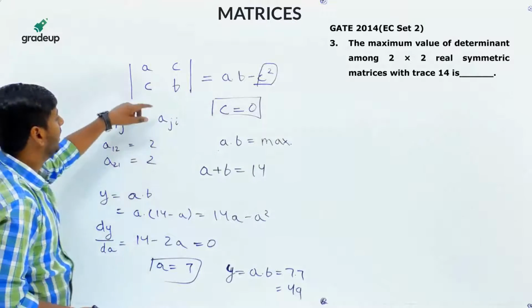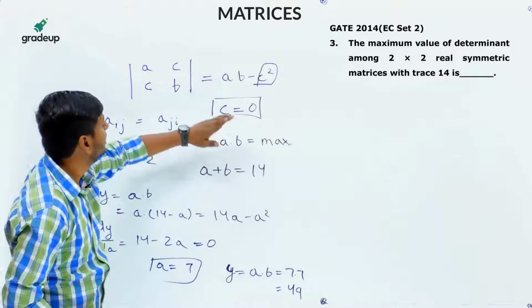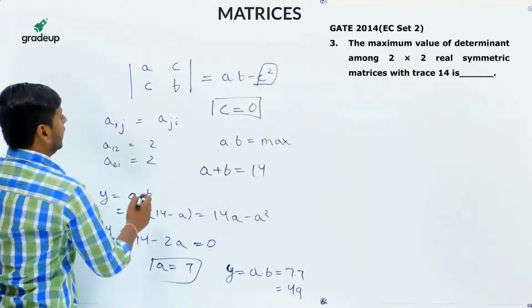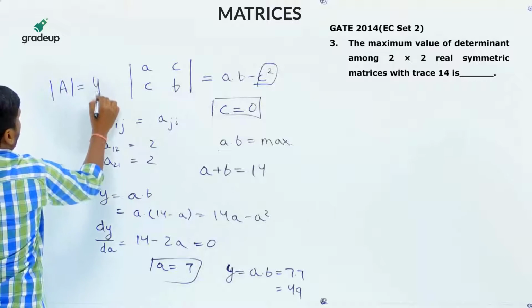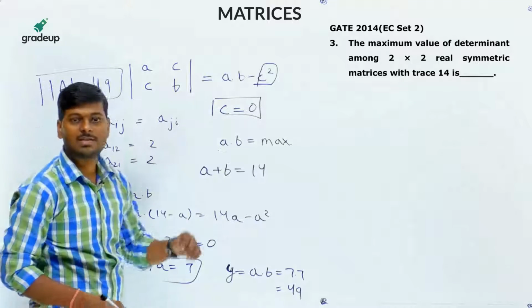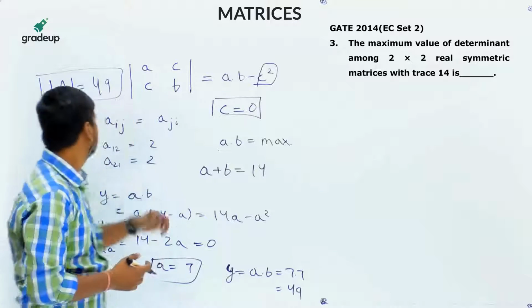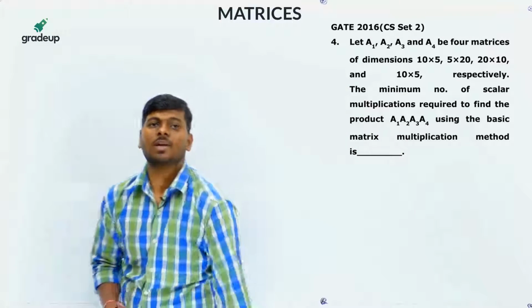So the determinant, as we got, is A into B minus C square; we get C equals 0 and A into B equals 49. So the determinant of this matrix A is equal to 49. This is what the question is asking for, the maximum value of the determinant. So the maximum value of the determinant is 49. You got it? Let's move to the next question.